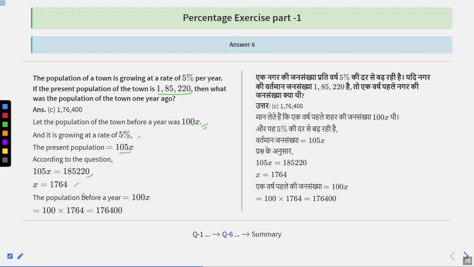So from here we are going to get the value of x, that is 1764. The population before 1 year we have considered, that is 100x. So if x is 1764, then the population before a year is going to be 100 into 1764, that is 1,76,400. Option number C is the correct answer.